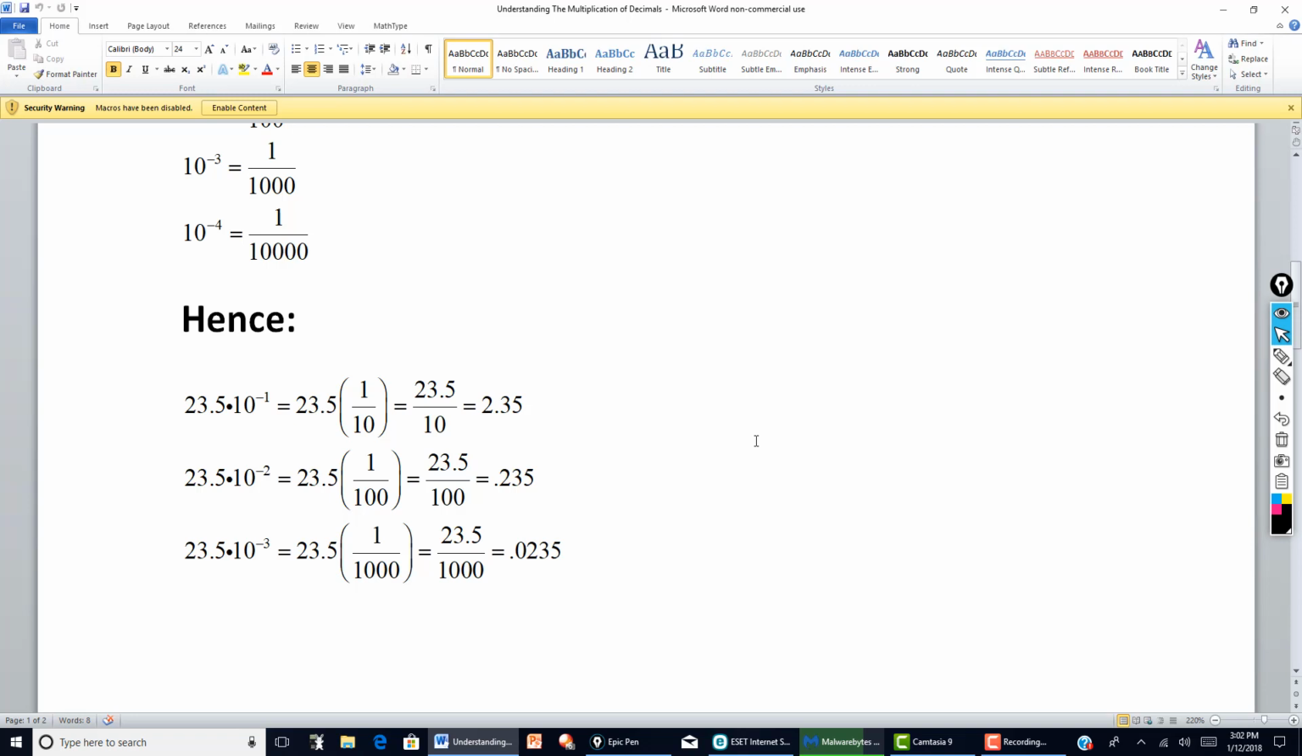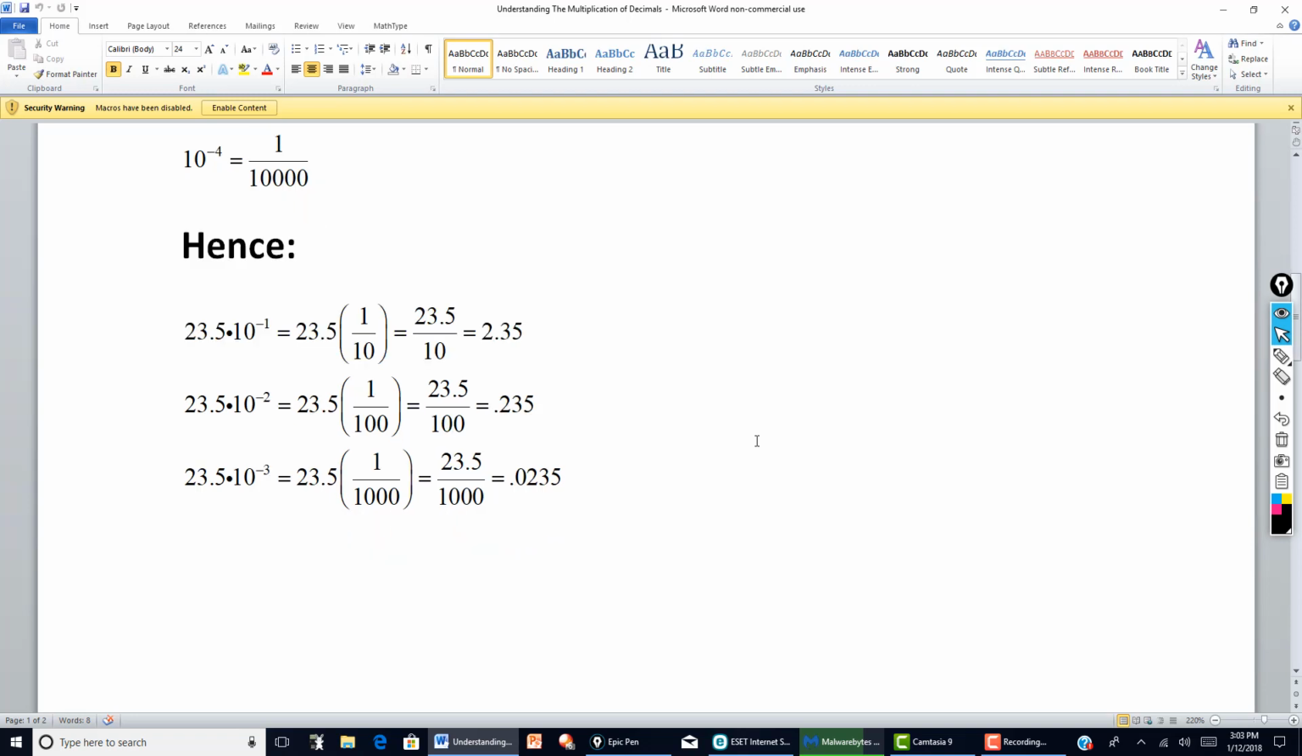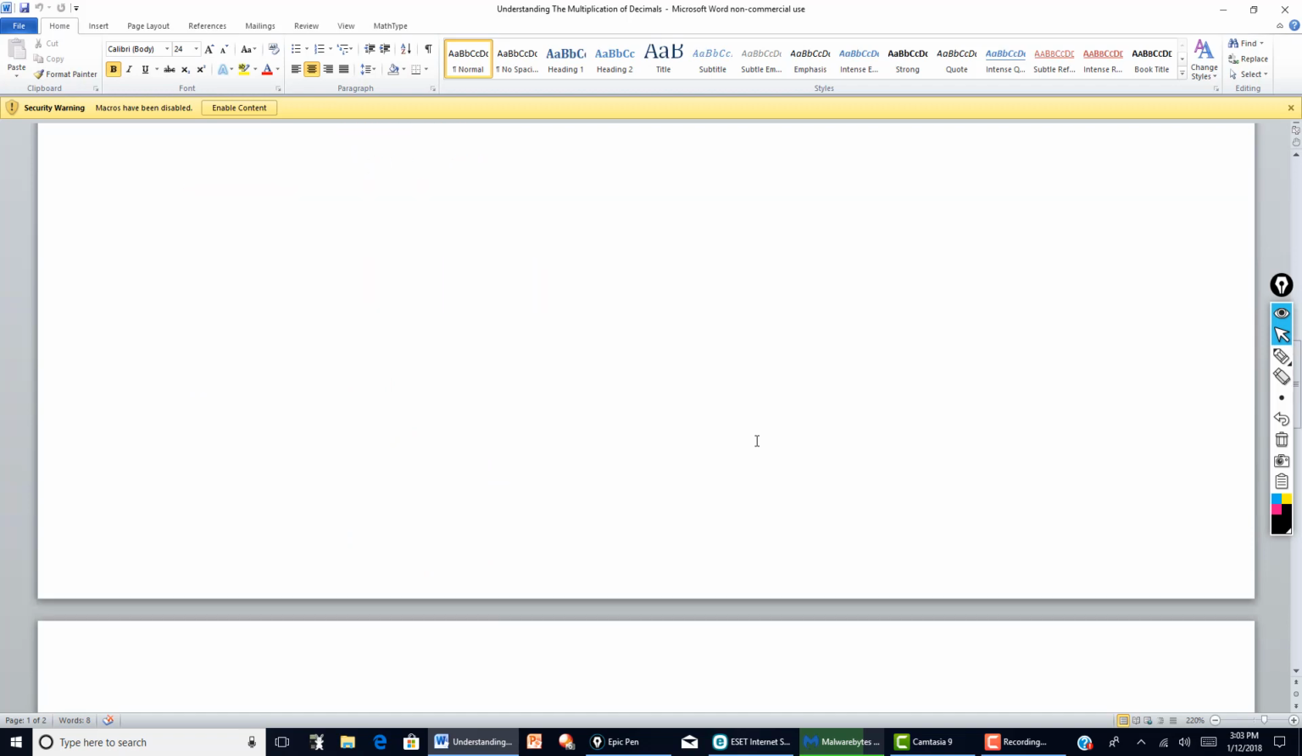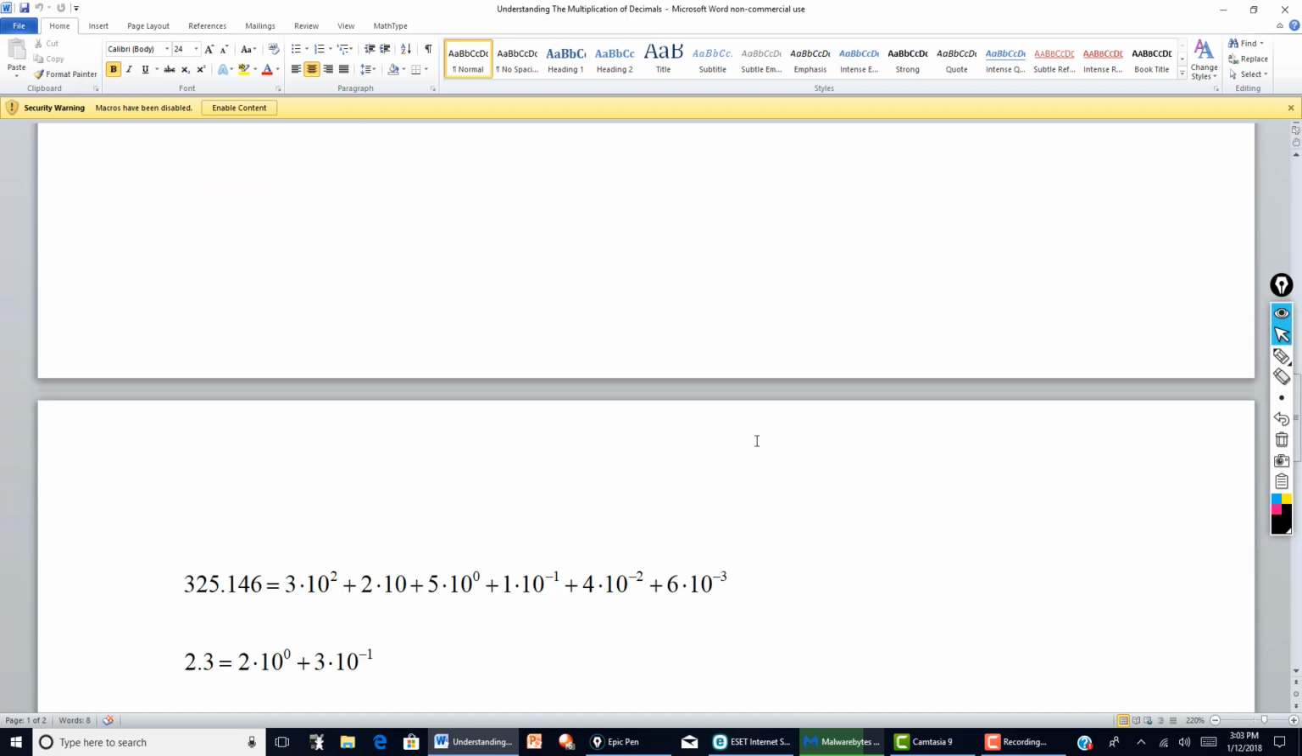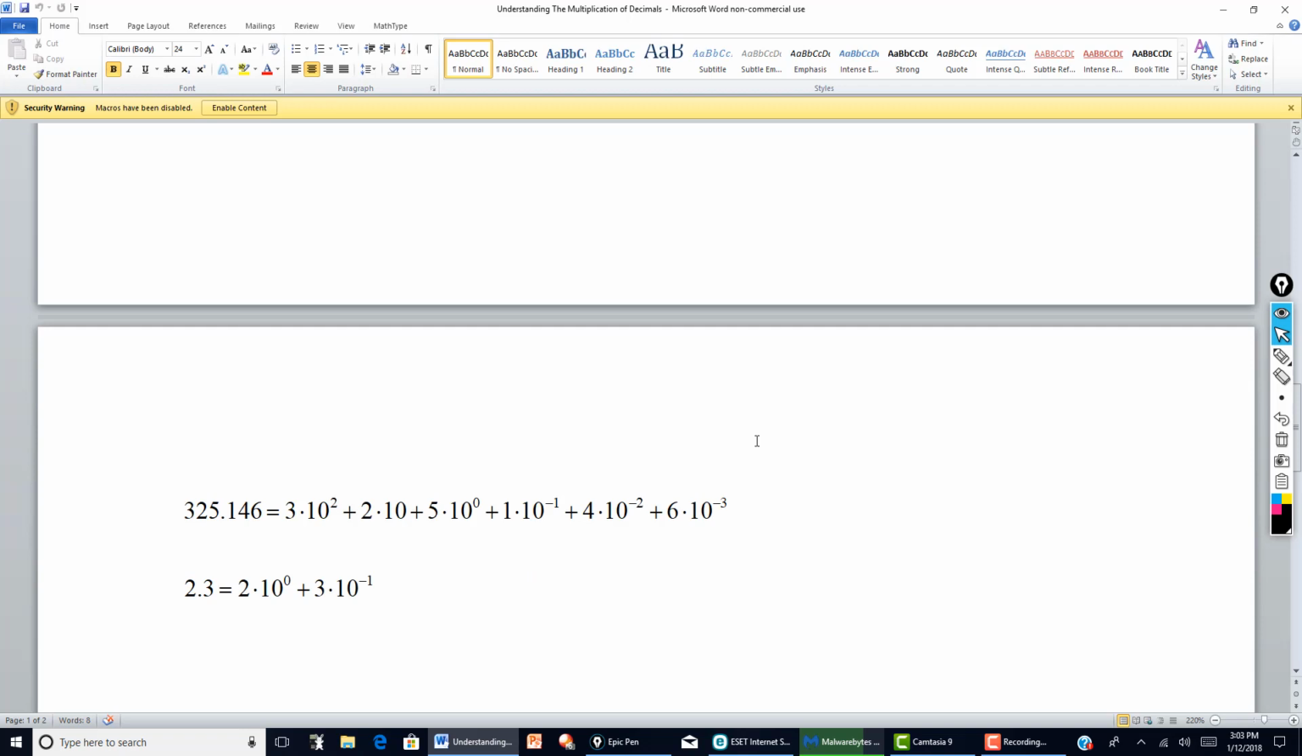Multiplying by 10 to the negative 1, which is the same thing as dividing by 10, moves the decimal to the left 1 time. Multiplying by 10 to the negative 2 moves it to the left 2 times. By 10 to the negative 3, to the left 3 times, and so forth. We also went over how to express a number in expanded form using the powers of 10.